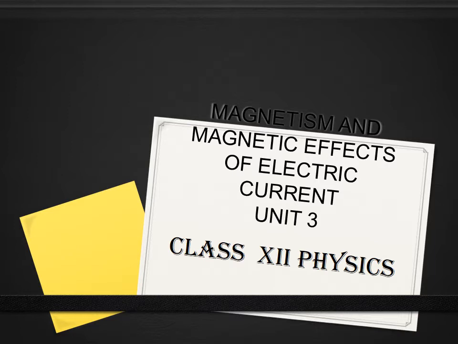Okay, we have started Unit 3 and some derivations I have taught you in the previous classes. Today we are going to see the rest of the topics in this lesson. The unit name is Magnetism and magnetic effects of electric current.